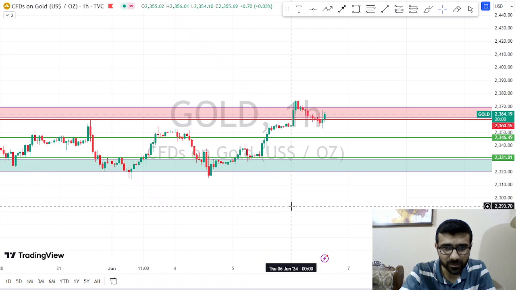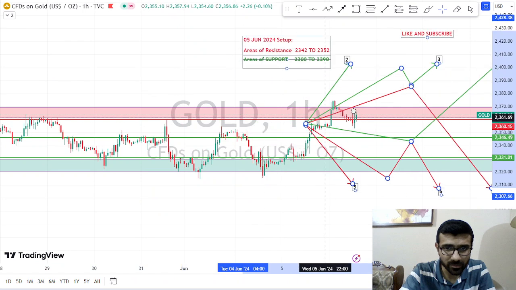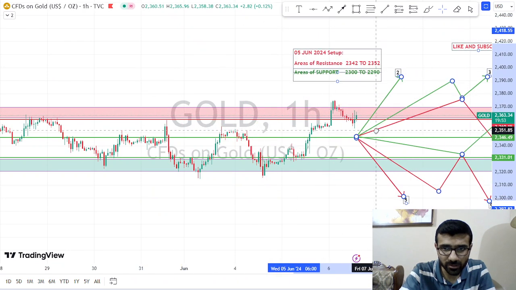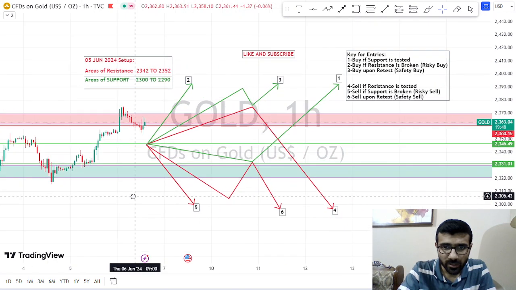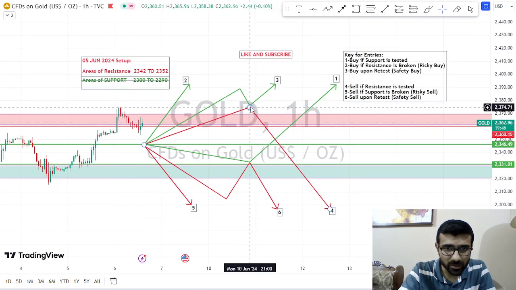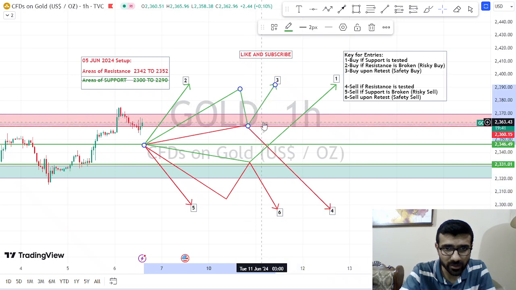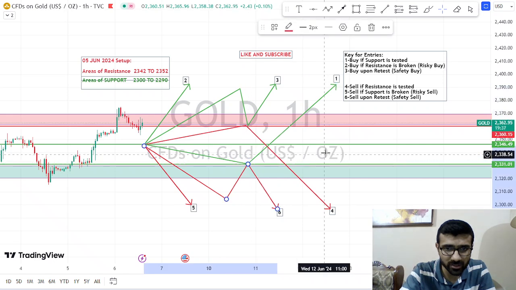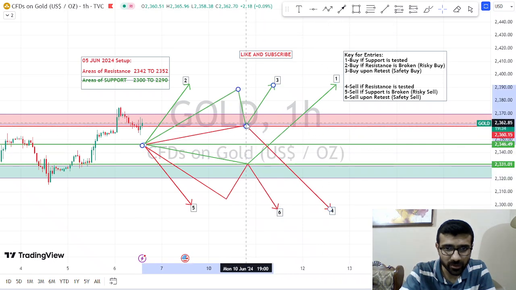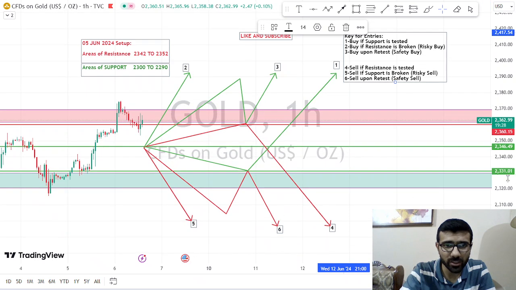Okay, market is trending over here, so it will somehow work like this, around here. Okay, I hope that it is clear and there is no rocket science in this scenario. Okay, so just follow this key for entries method and I hope that you guys will be successful.